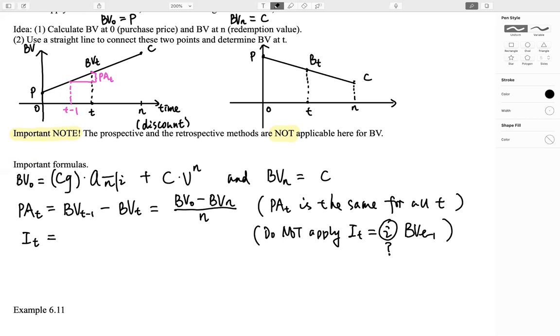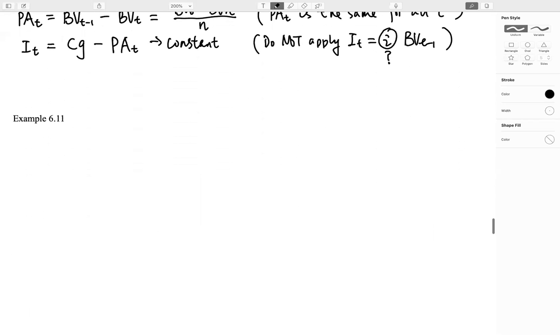But I still know this does not change, right? This still holds, okay? CG is a constant. PAT is a constant, meaning this is a constant, right? And of course, we still have BVT equals the previous balance minus PA. Okay, that still holds. So we do have an example. Everything is the same from the previous one. So our price BV0 is still 92.15. Our BVN, actually BV10, is 100.